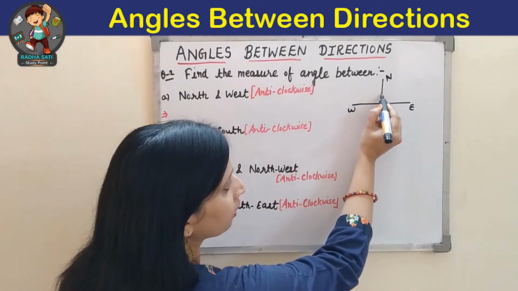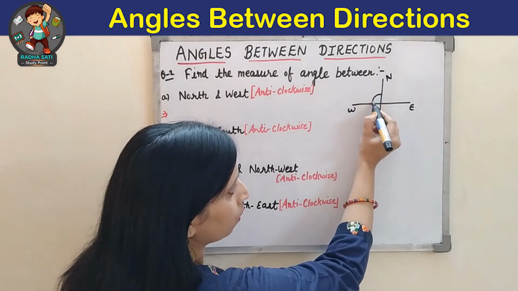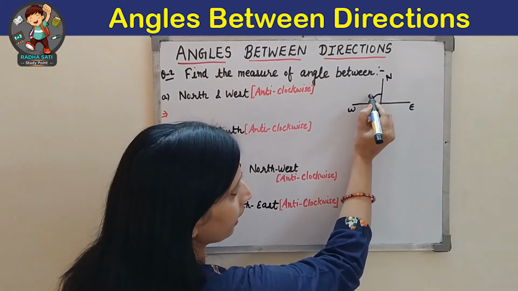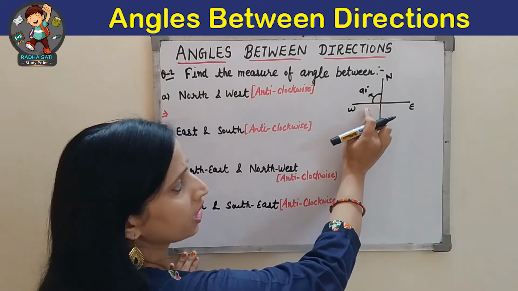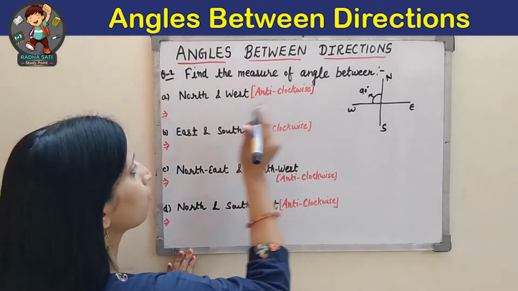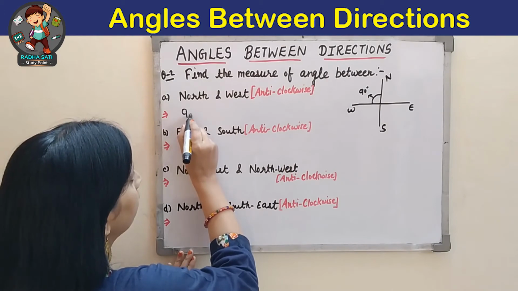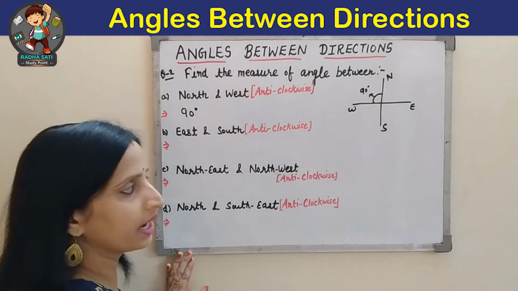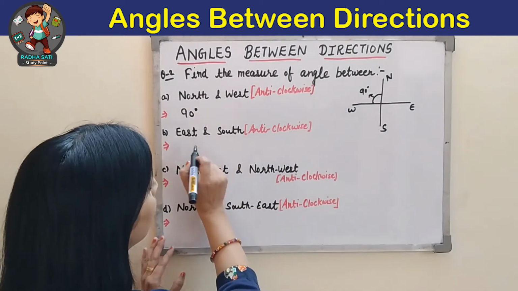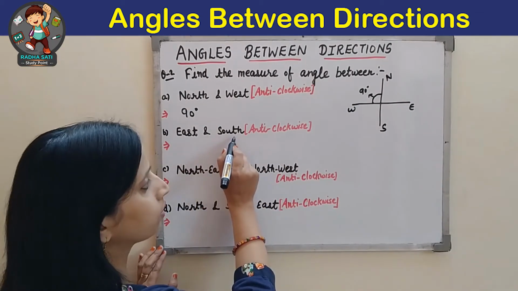So between north and west, we know that it's an angle of 90 degrees. 1/4 of the rotation has been taken here. So only a 90 degree angle will be formed between north and west. Okay. The second one is between east and south.